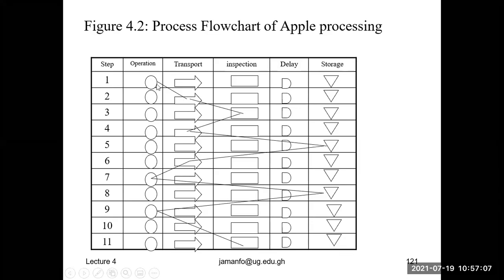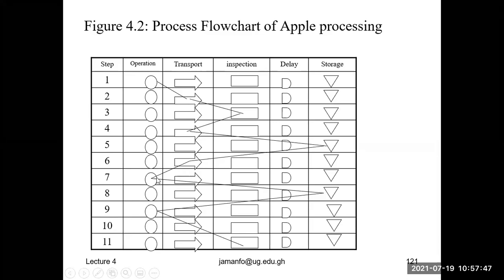The lights tell you that from stage 1, what is the next? So stage 1 is some operation is done. Stage 2, the pineapples are transported. And then inspection will be done. After inspection, they are transported again. Where are they transported to? They are transported to storage. Then from storage, stage 5, they are moved back through transport to operation.